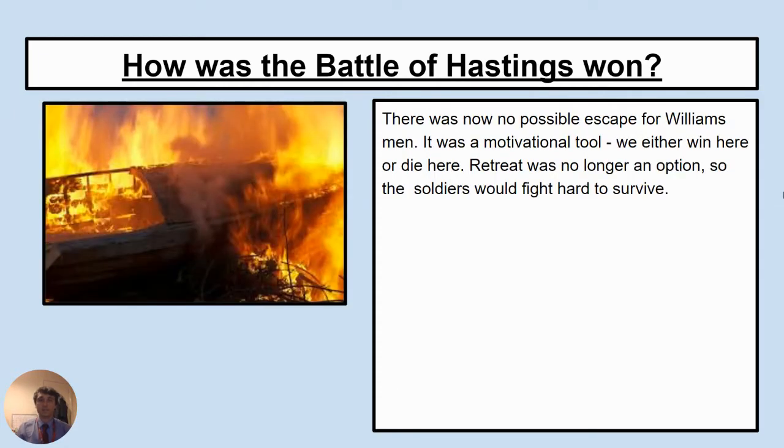Well, it's because there was no possible escape now for William's men. This was a motivational tool. He was sending a clear message. You cannot think about retreat at any point during the battle. You either win here or you die here. The soldiers would fight harder to survive.